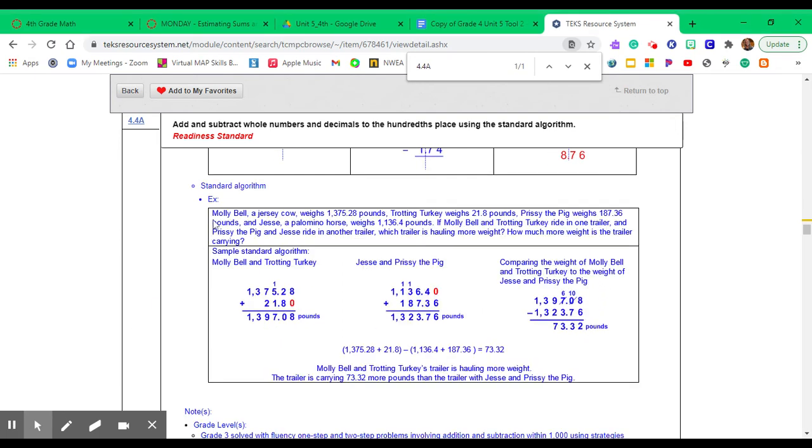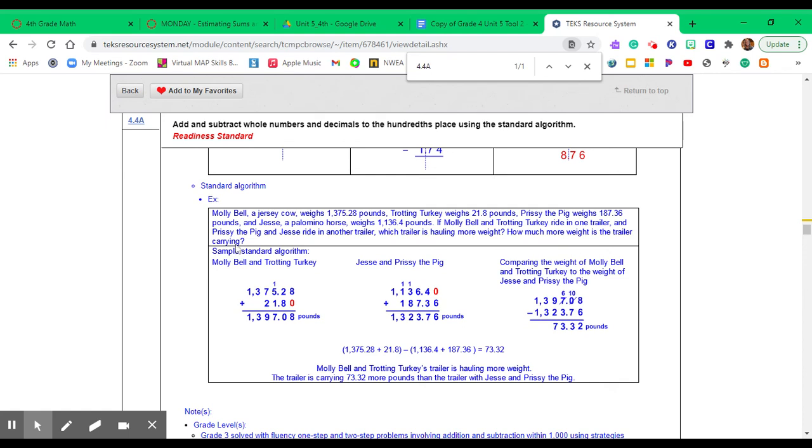In this final example, again showing the standard algorithm, Molly Bell, a Jersey cow, weighs 1,375 and 28 hundredths pounds. Trotting Turkey weighs 21 and 8 tenths pounds. Prissy the pig weighs 187 and 36 hundredths pounds, and Jessie, a Palomino horse, weighs 1,136 and 4 tenths pounds. If Molly Bell and Trotting Turkey ride in one trailer, and Prissy the pig and Jessie ride in another trailer, which trailer is hauling more weight? How much more weight is the trailer carrying?